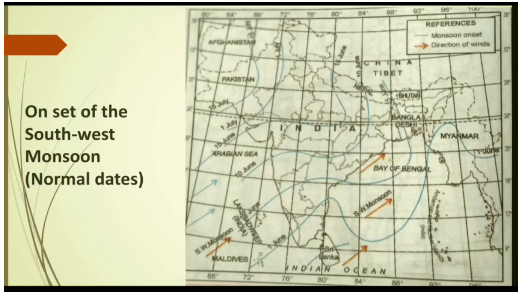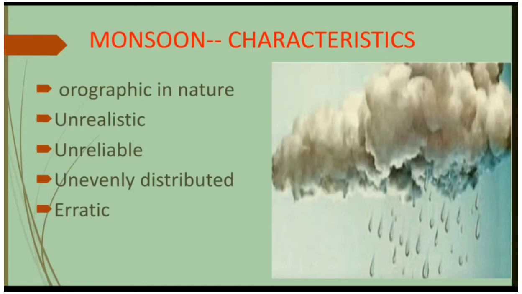Then on the 10th June it reaches Mumbai. By the 15th it covers the Ahmedabad and Bhopal region. On 1st July it covers the northern plain area like eastern Rajasthan, Uttar Pradesh, Haryana, Himachal and eastern Punjab. By 15th of July it covers all over the country. So in this way, throughout the time it covers the country and all India gets the good monsoon rainfall.